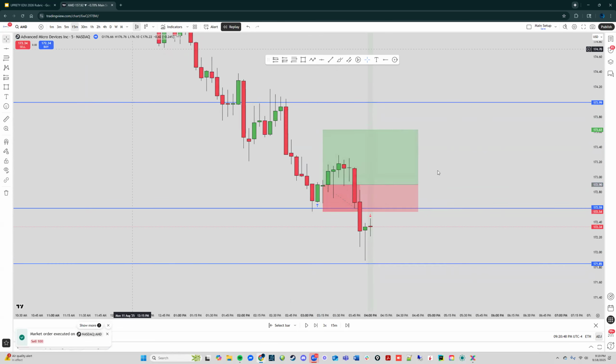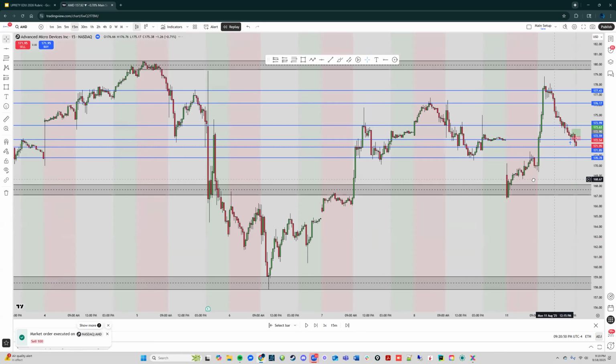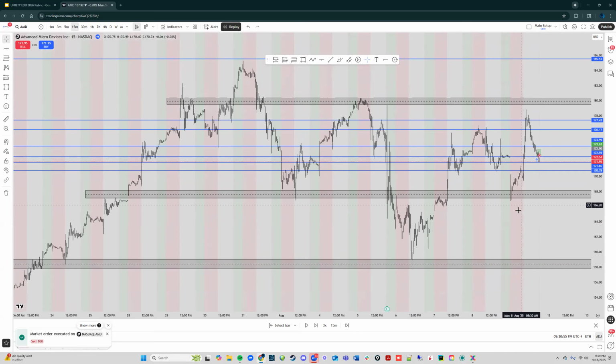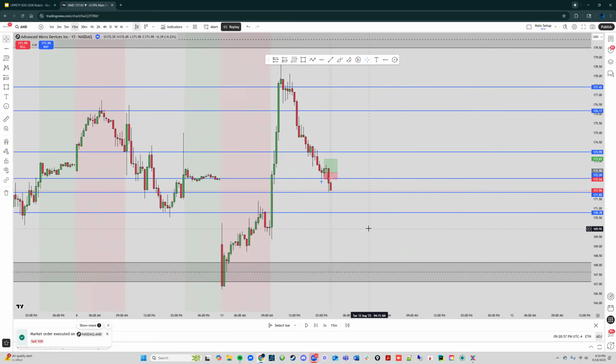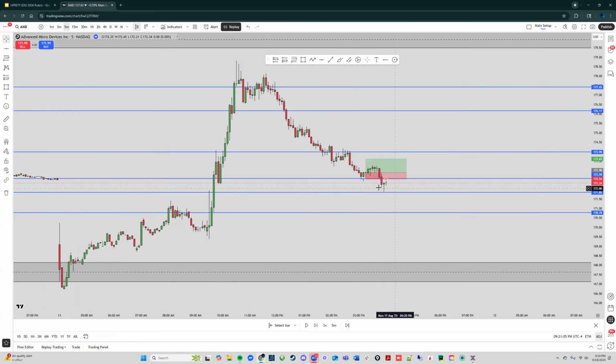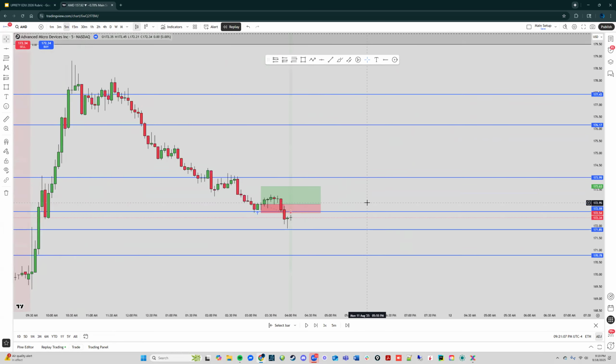Okay, let's look at a bigger time frame. What's happening here? We're in an equilibrium, which means that all these imbalances that we have are going to get balanced out. It's been happening every single time. Let's go here to a smaller time frame.